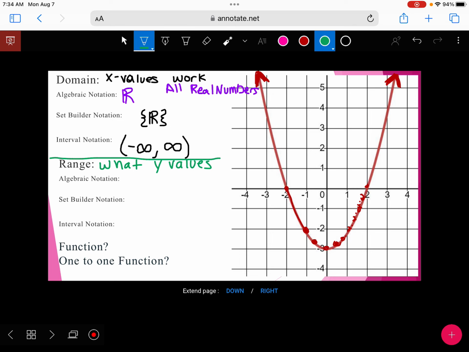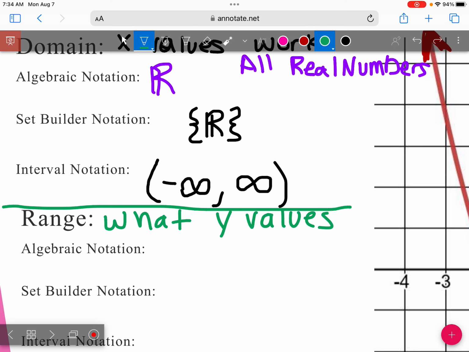Because is there ever any x in the entire existence of the universe that is going to land me on -4? Does my line touch there? No. What's the very, very smallest my line can be? Negative 3. Ooh, hang on, I gotta zoom my picture back in. So my y values are going to be greater than or equal to negative 3.